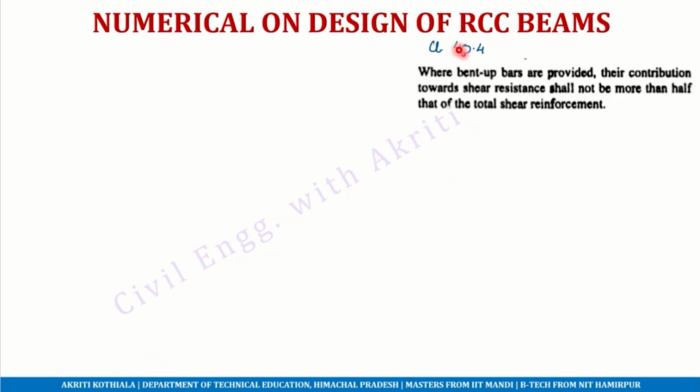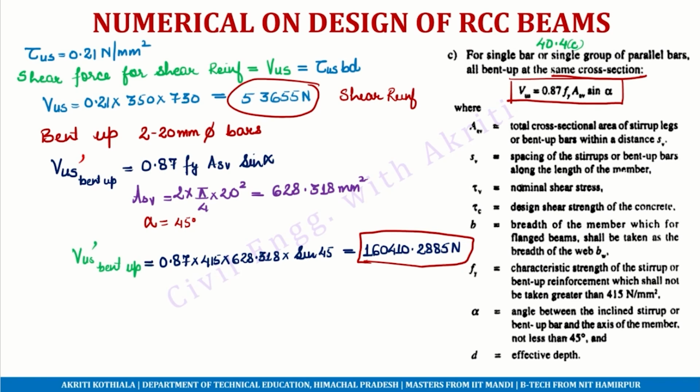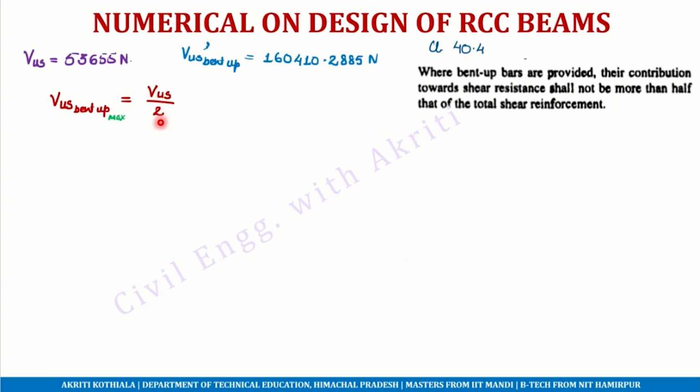However, the same clause 40.4 also mentions that where bent up bars are provided, their contribution towards shear resistance shall not be more than half that of the total shear reinforcement. So what this means is that the maximum value of shear resistance that can be provided from bent up bars is the total shear resistance to be provided by reinforcement, which we calculated in the previous slide, that is, the total shear resistance required by reinforcement divided by 2.